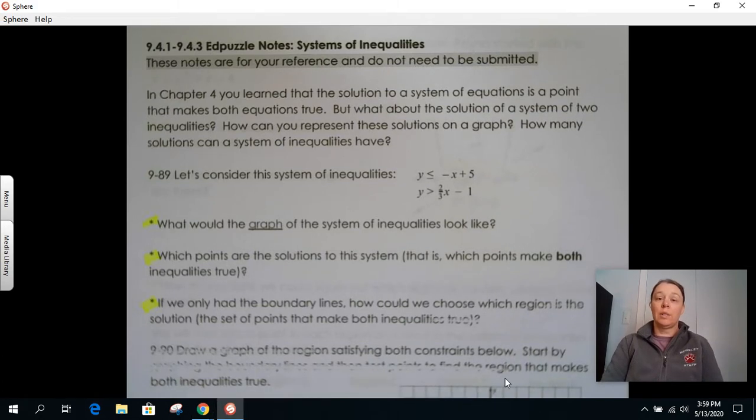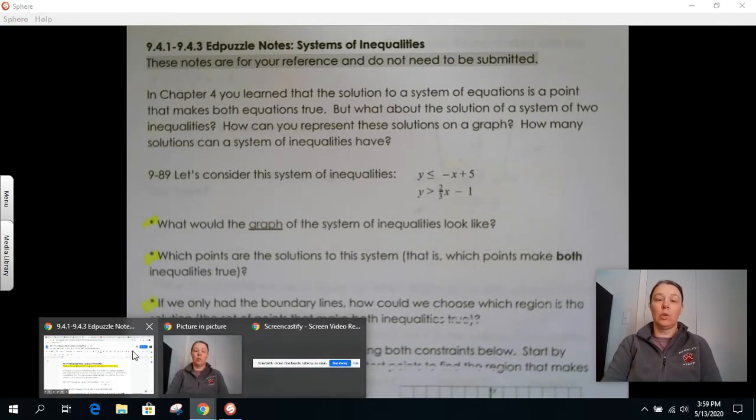Hello, algebra students. Today we are going to talk about section 9.4, which is solving systems of inequalities. So let's take a look at the note document.